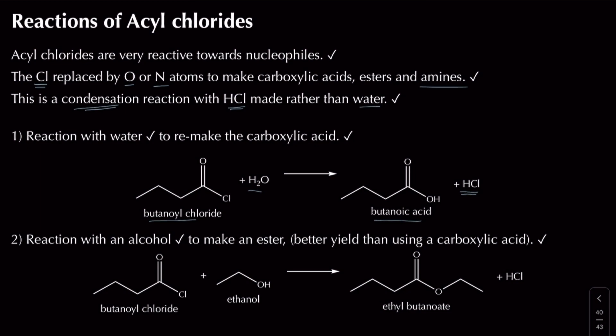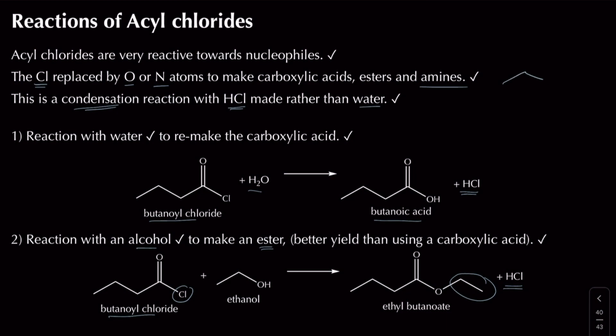Now, the second reaction is when we take an alcohol and we can react that alcohol with our acyl chloride to make an ester, and this normally actually produces a better yield than using a carboxylic acid. And you can see we've got butanoyl chloride. This chlorine over here is going to be replaced by an oxygen, and we end up having two carbon atoms over here added on from our alcohol, and you can see we can make ethyl butanoate, but in this case, rather than having water being produced, we actually have HCl as well, right?